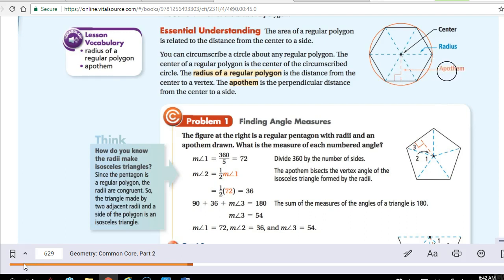That probably is a new word to you, but that's an apothem. It goes from the center out to the center of the opposite side, and this particular apothem always splits this angle in half. Now, with that being said, let's look at problem number 1 here.